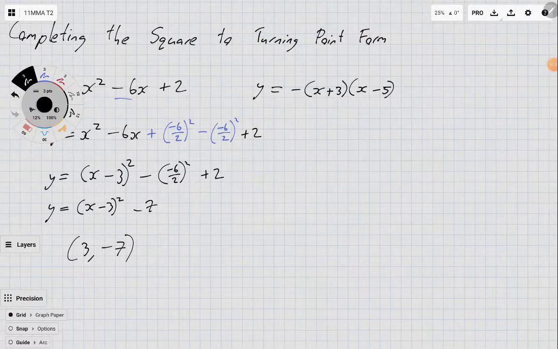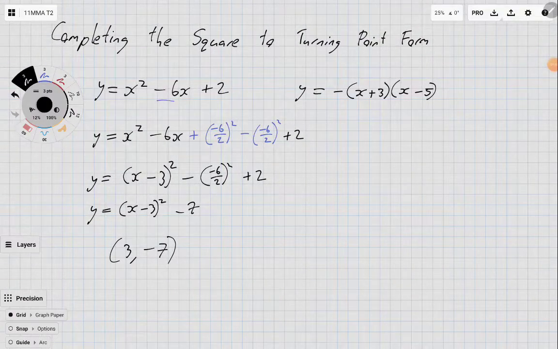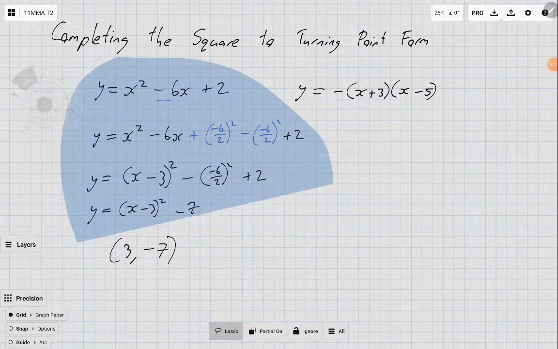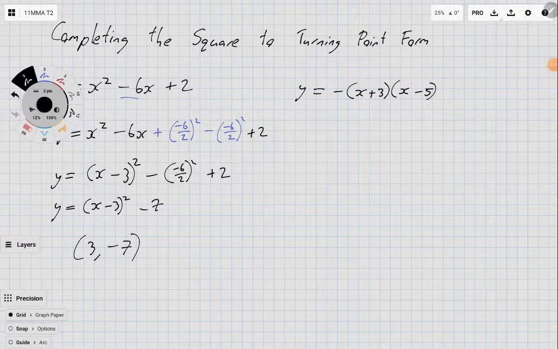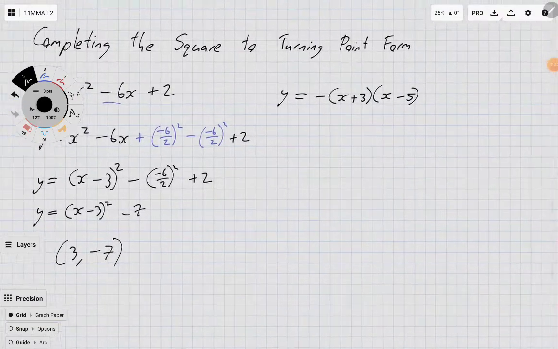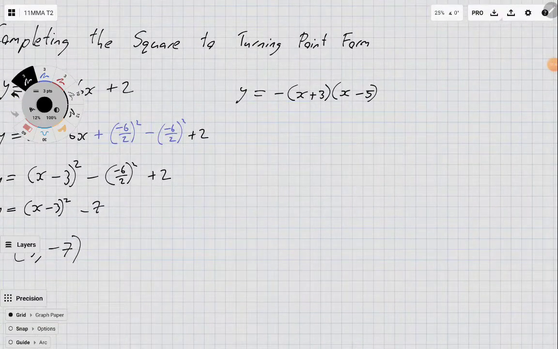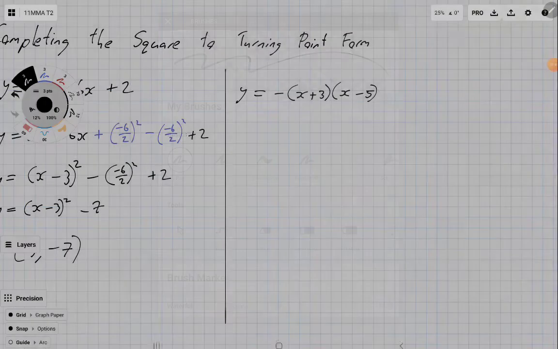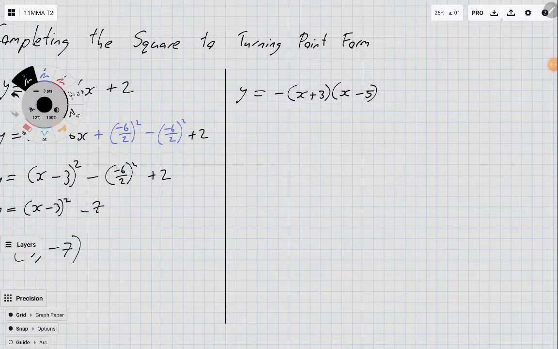Second one. It's in root form, and with root form, the first thing we need to do is expand. Now, I'm not actually going to expand the entire thing. I'm going to keep that negative out the front, because remember, when doing completing the square, it's very useful to have any common factors already left out the front, and we'll just deal with what's inside. So let's go through and have a look.